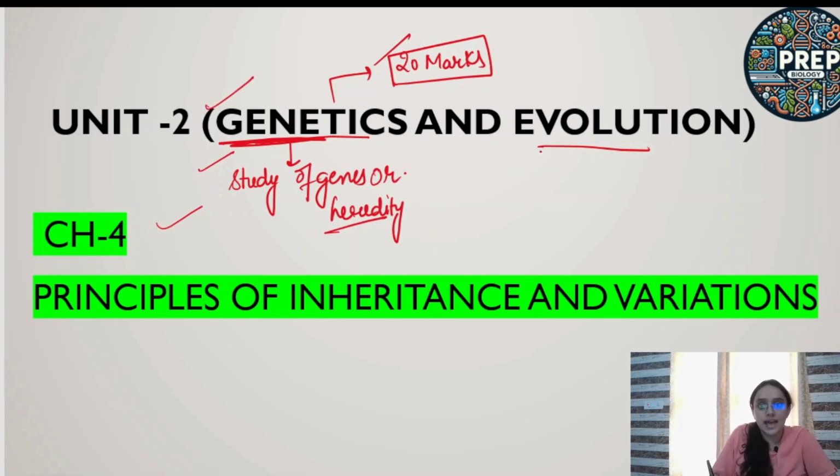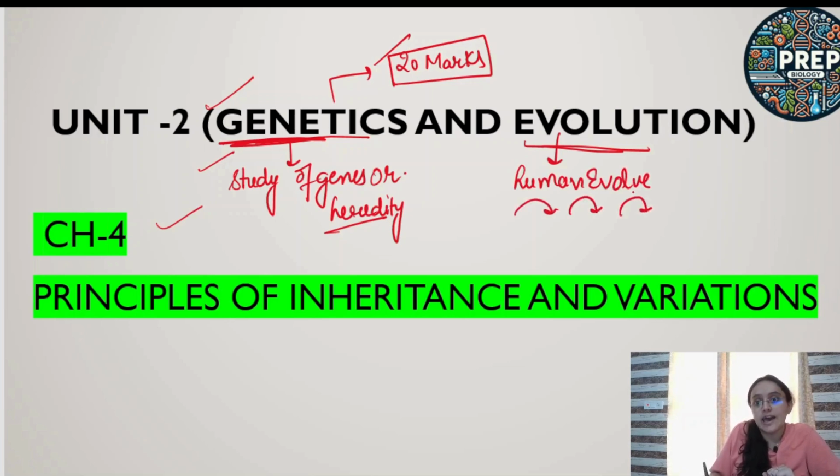Okay, and what is evolution? Evolution is basically the process of change in living organisms over generations, resulting in new or diverse forms of life. So we have human evolution. How a human evolves from generation to generation and evolves as a human being, that all comes under evolution. I hope this is clear to you all.